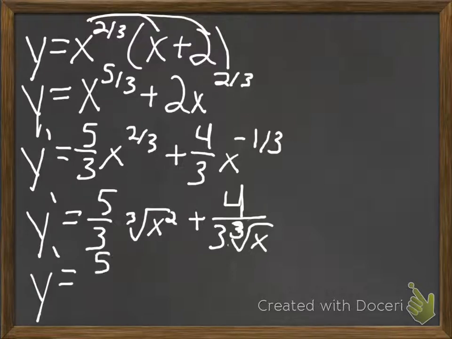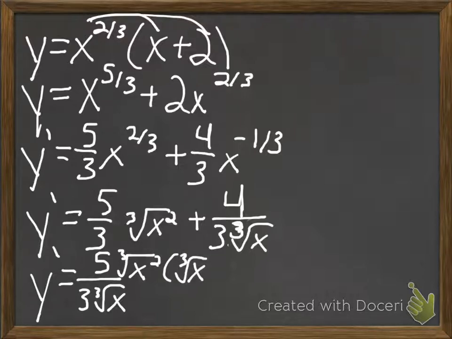Okay, so now you have to add a cube root of x to be able to get the same common denominator, so you can add both equations together. So now on the 5/3 part, you're going to have 5/3 cube root of x, and you're going to have an extra cube root of x squared on the top.